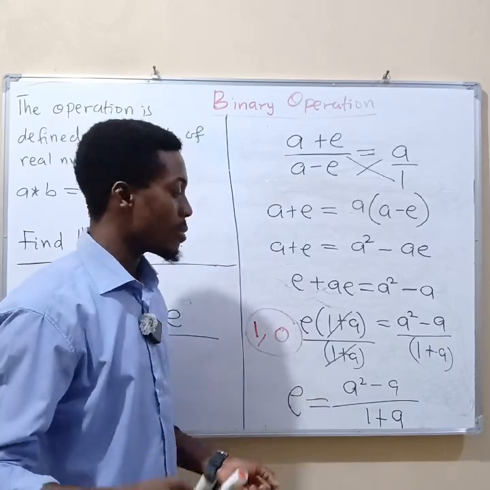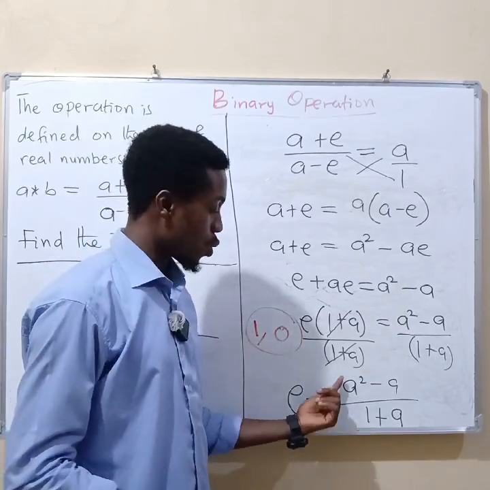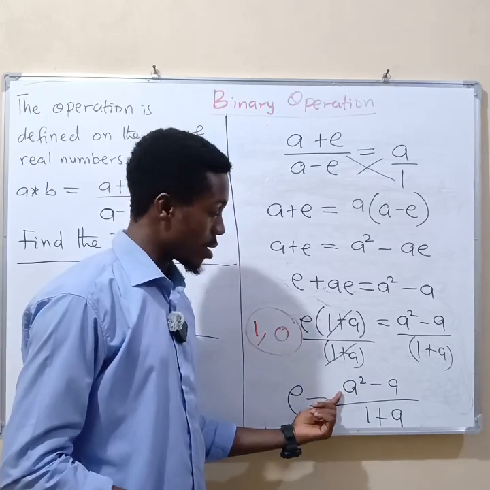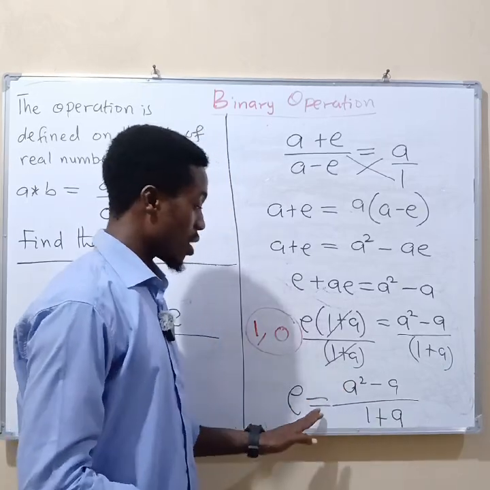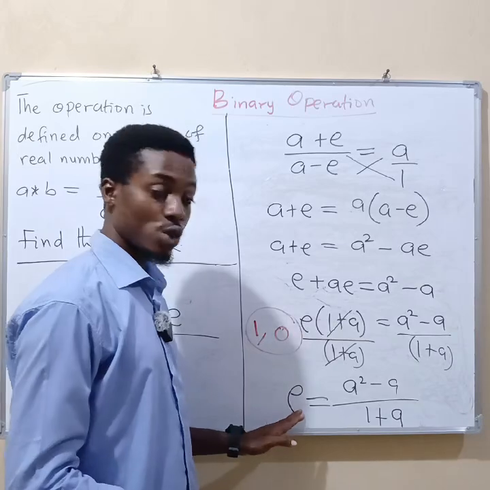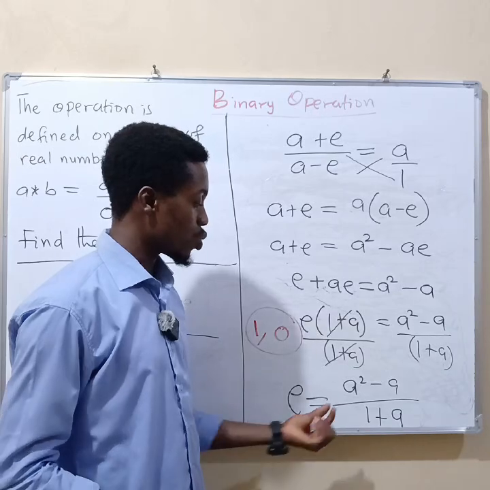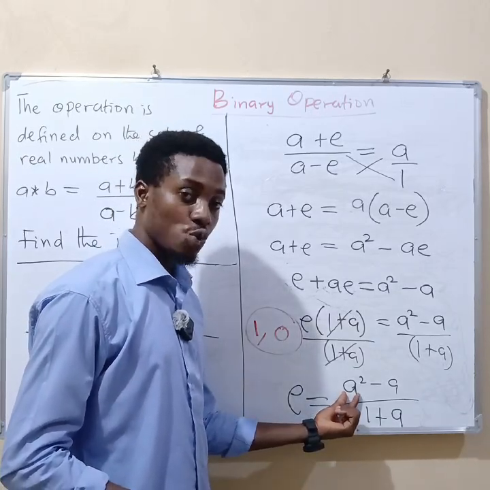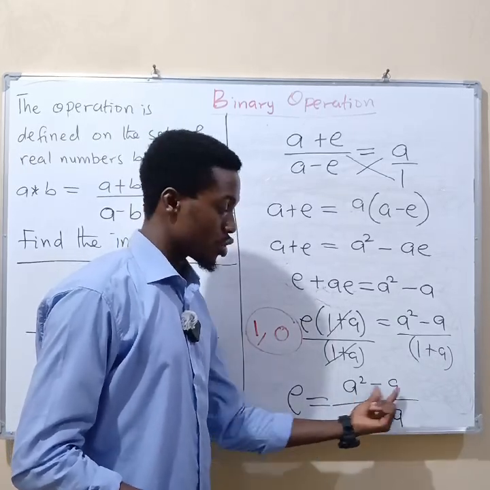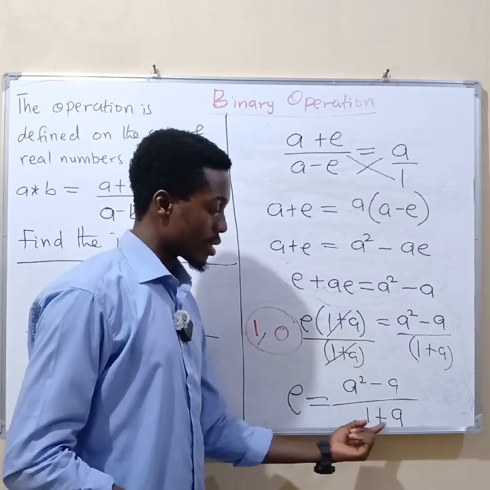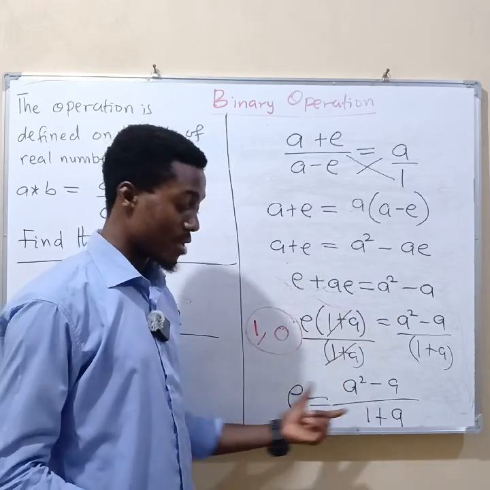So what I mean is, let's try this. If A is equal to 1, we have 1 squared is 1 minus 1, which is 0. 0 divided by whatever is 0. So when A equals 1, then E is equal to 0. Makes sense. But now what if A equals 2? We are going to have 2 squared, which is 4, minus 2. 4 minus 2 is 2, all over 1 plus 2, which is 3. So 2 over 3. You see, the value is changing.